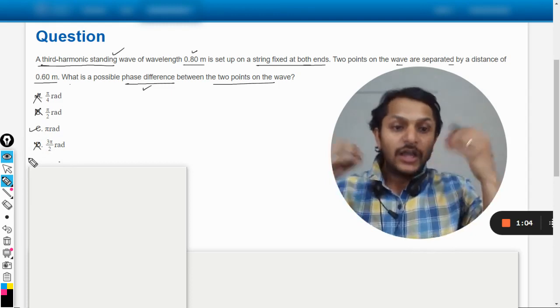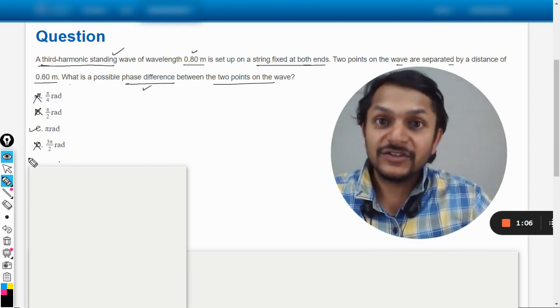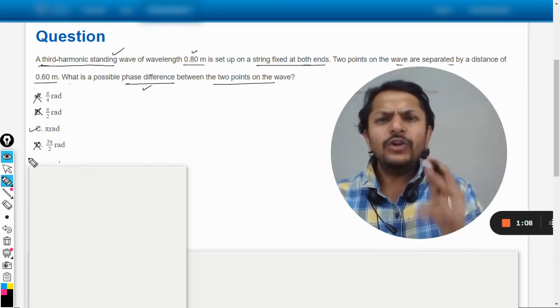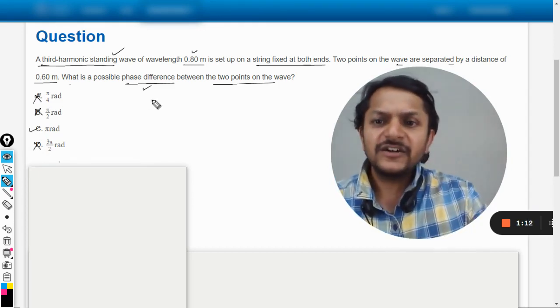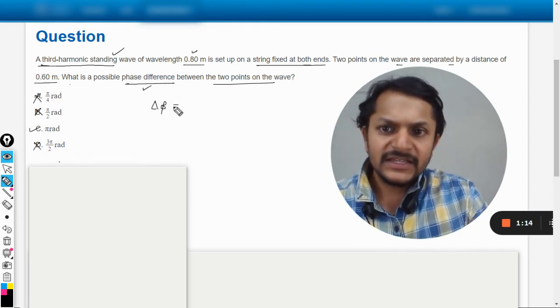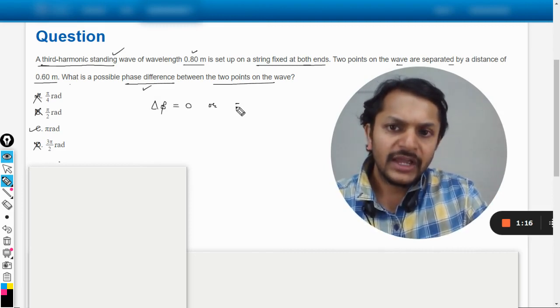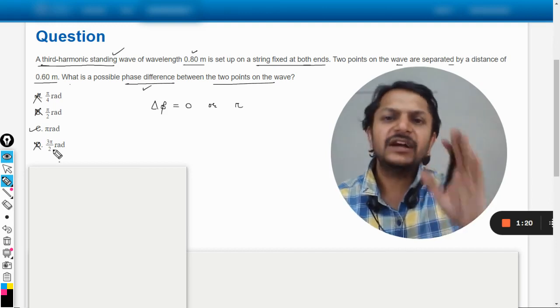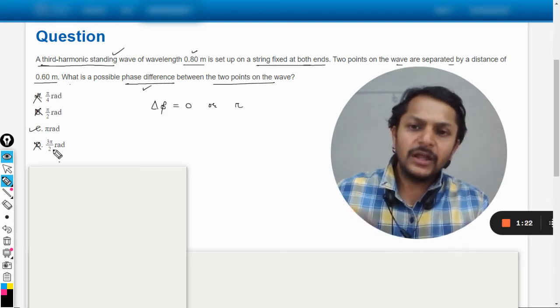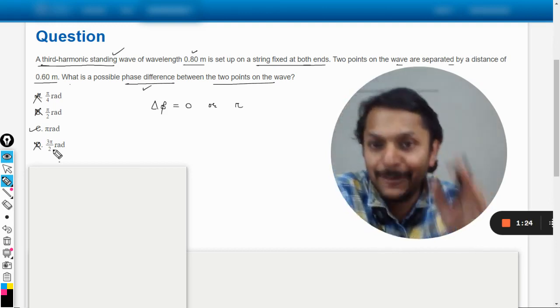So we have now answered it within 1 minute that the answer will be pi, because there are only two options in the standing wave. If it is a standing wave, either the phase difference is equal to 0 or it is pi, and 0 is not here in the options, so definitely the answer is C, that is pi. Now let me explain what is actually happening here.